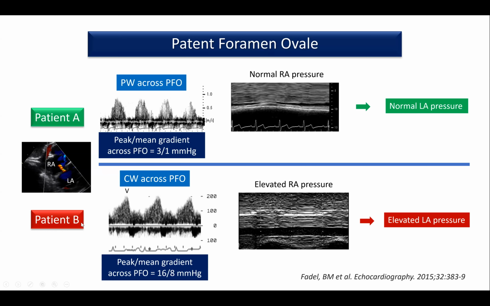Contrast this with patient B, who has high velocity across the PFO. That's why we had to use continuous wave rather than pulse wave. And you can see the velocity peaking here at 2 meters per second. So the peak and mean gradients are 16 and 8 millimeters of mercury. Look, the RA pressure also is high. So certainly this patient has a high left atrial pressure.